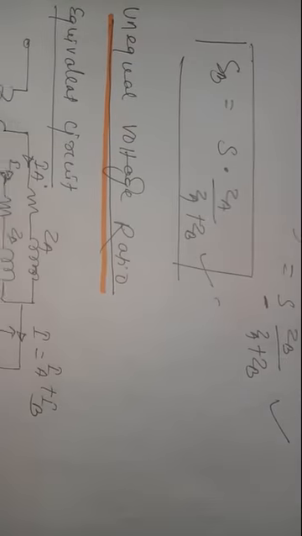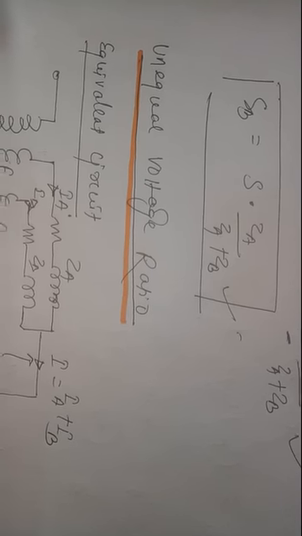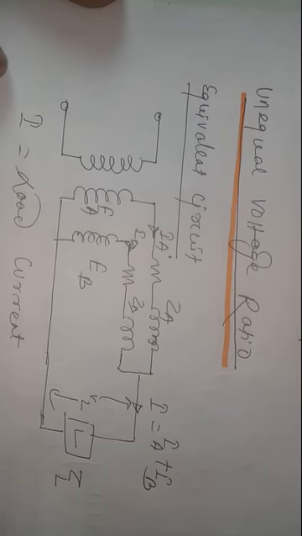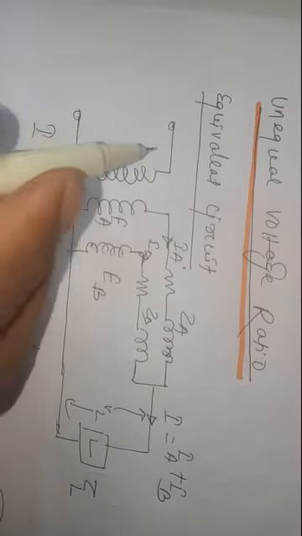Then we will discuss what happens if transformers having unequal voltage ratio are operated in parallel. So this one is the primary. This primary is connected to the supply voltage.